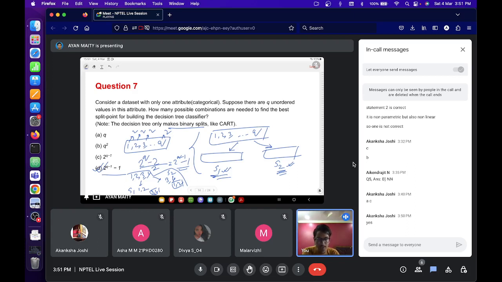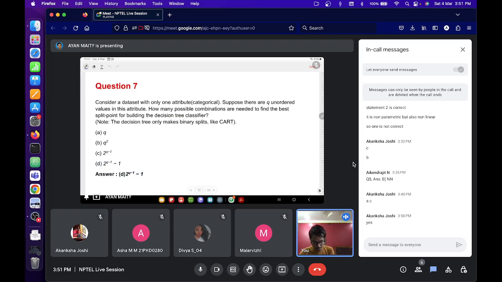Okay, so this is how you have to compute. This is a combinatorics related problem. Though it comes from decision trees, you don't have to have any knowledge of decision trees at all. This is based mostly on combinatorics. So option D would be the correct answer.